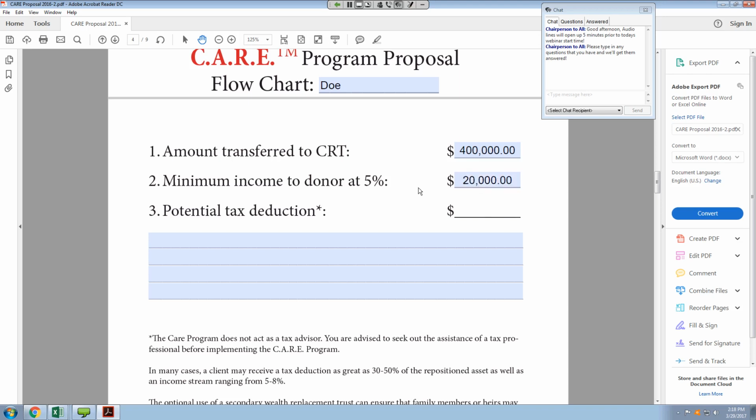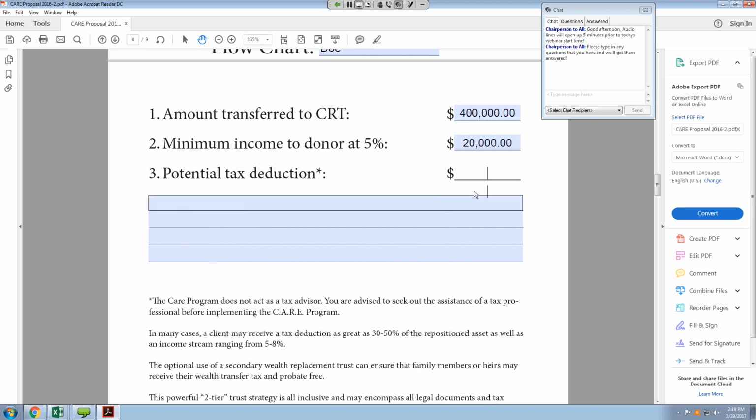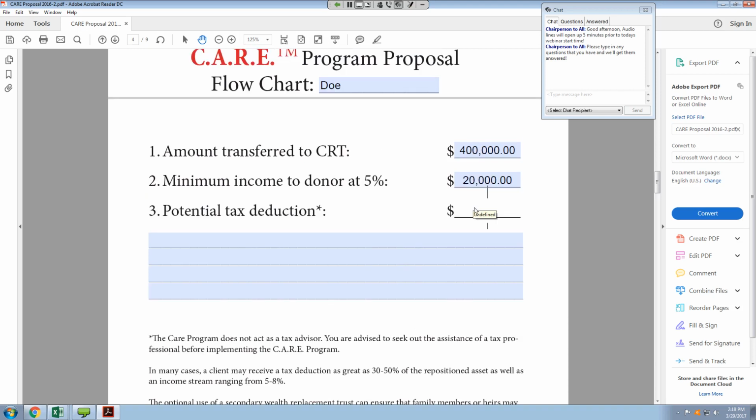But let's say, to keep this example simple, that he can generate $20,000 of income from this, okay? And then it's going to create a tax deduction for him. So the tax deduction is going to be, depending upon the age, between 30 to 50%. It says right here, the tax deduction might be 30 to 50% of this $400,000. So in this case, if he's younger than 65, it's going to be less than 50. If he's over 65, it might be more than 50. But let's say this guy's in his mid-60s, so let's just say it's $190,000.